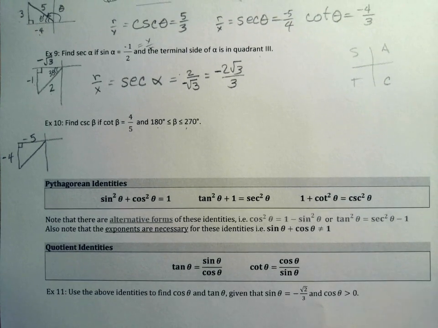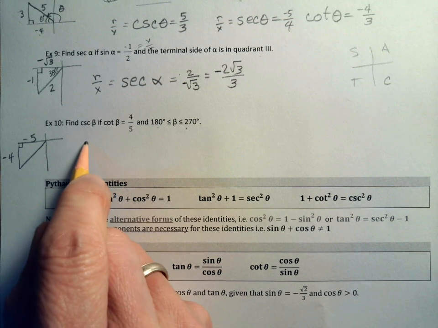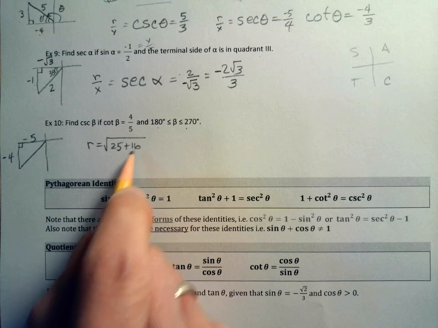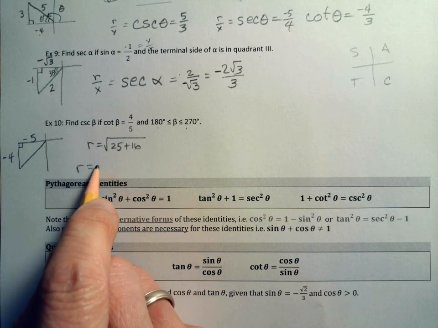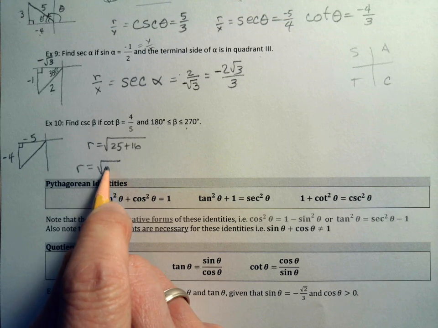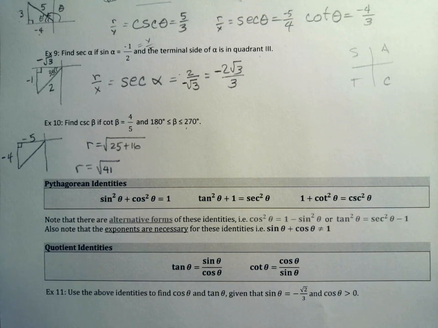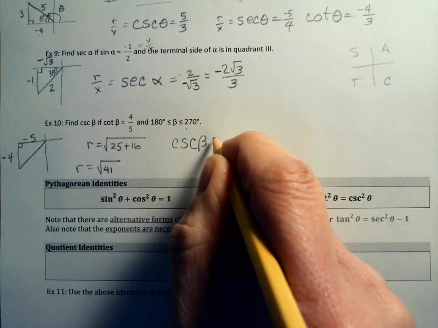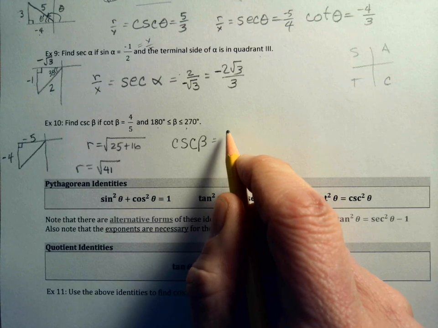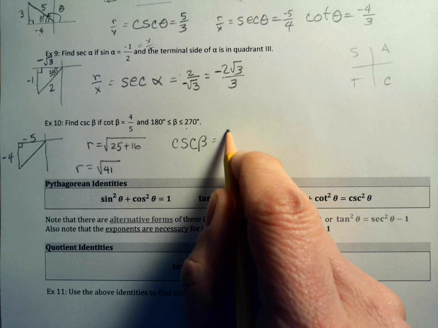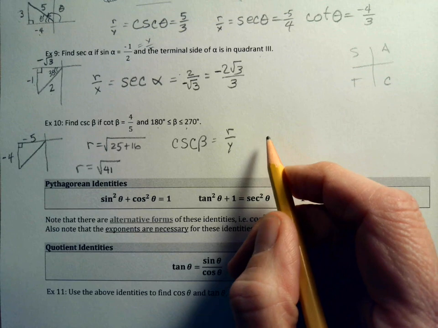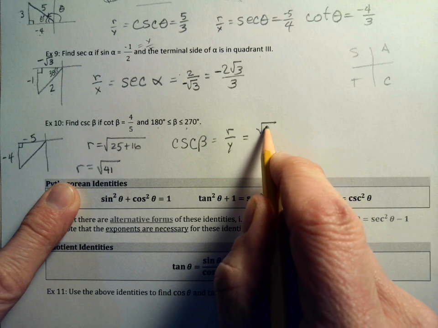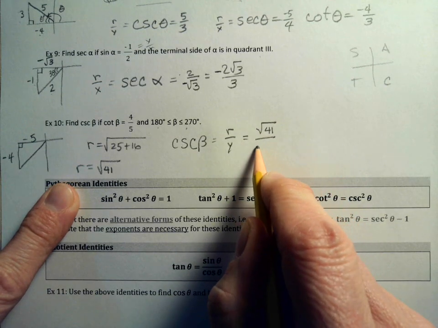And then we just need to find the r value. So r is equal to the square root of 25 plus 16, so r is equal to the square root of 41. And then we're asking you to find the cosecant of beta. Remember the cosecant is the reciprocal of sine, so that's r over y. Again, got to commit those to memory. And so now we can plug stuff in: square root of 41 over -4.